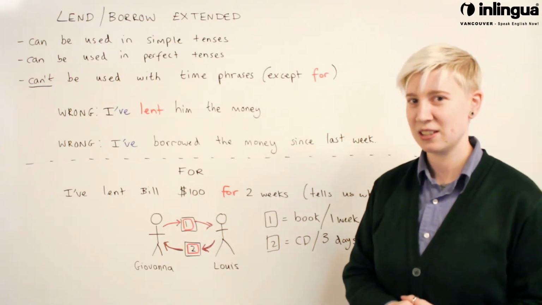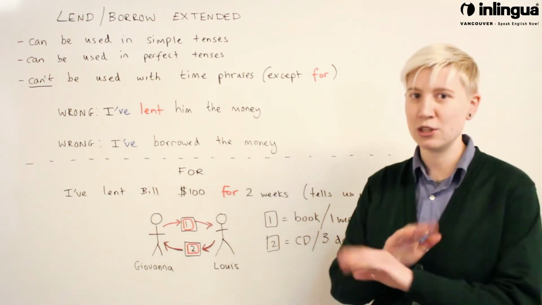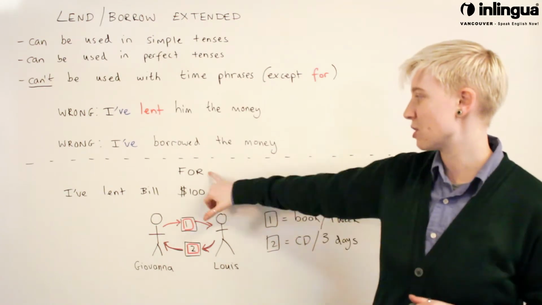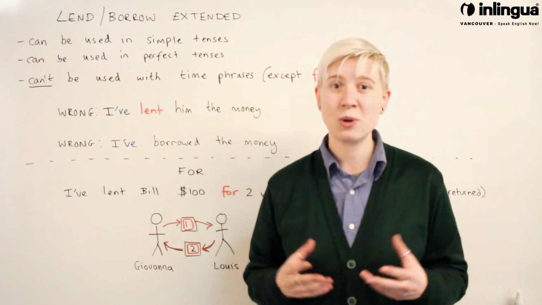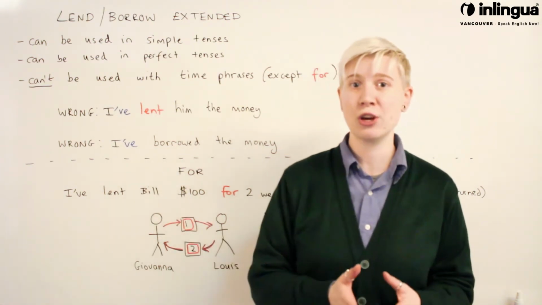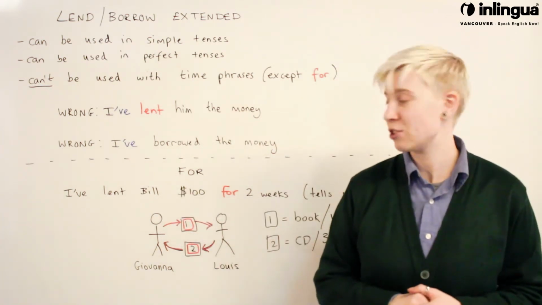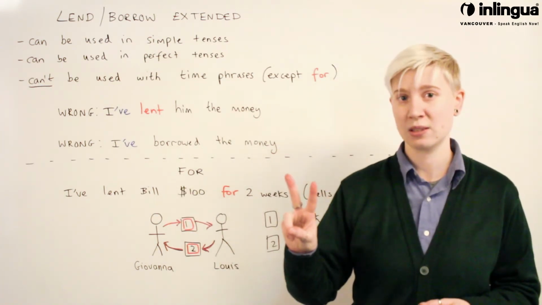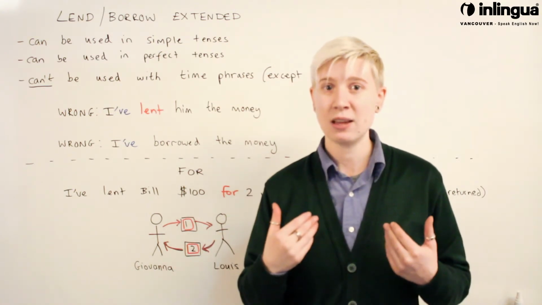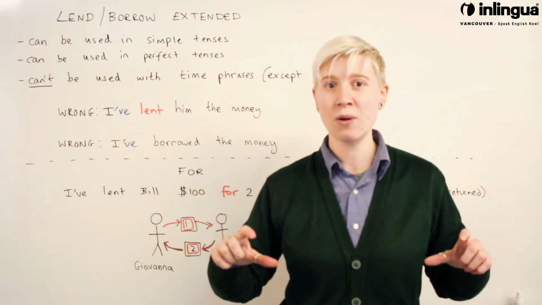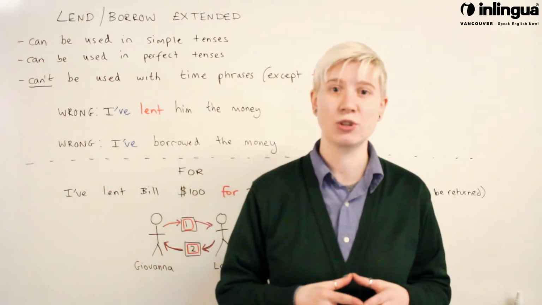You see the mistake? Okay. We have to remove the time phrase. We cannot use since, but we can use for. We use for when we want to give information about when we expect the item to be returned to its original owner. So, I've lent Bill $100 for 2 weeks. Bill only has 2 weeks to give the money back to me. Okay? We can set a time period with for if the item hasn't been returned and it is when we expect it to be returned.